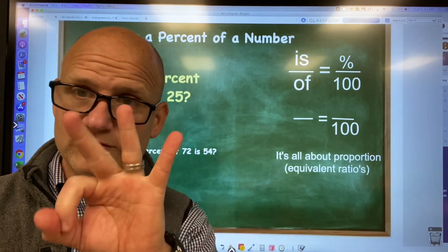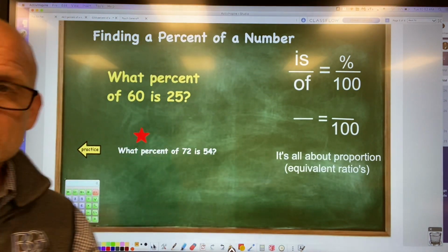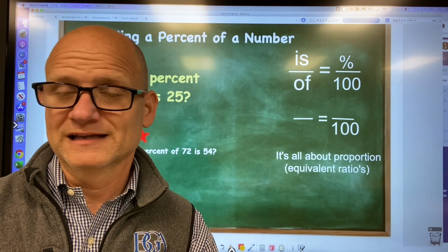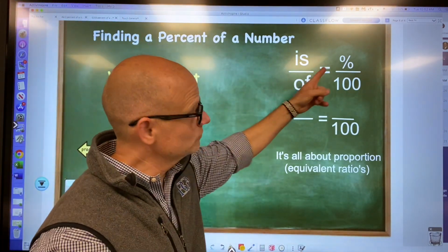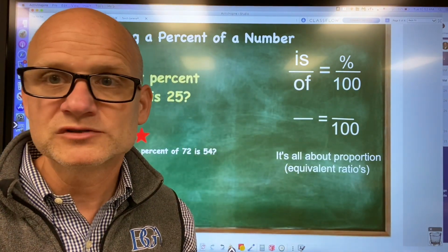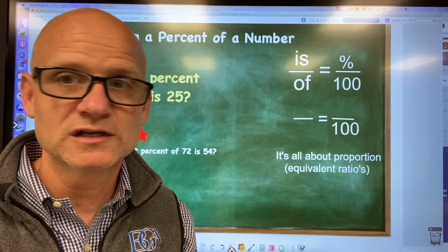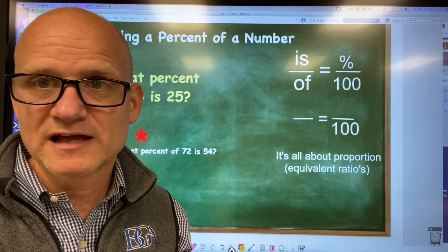I hope you enjoyed today's lesson. So tomorrow we're gonna go over those three problems, this one and the other two, and we're gonna just talk about it. Again, you're finding percent of numbers. As long as you can remember to write is over of equals percent out of 100, these problems are easy. Just set them up as a proportion, cross multiply like a butterfly, and you got this.